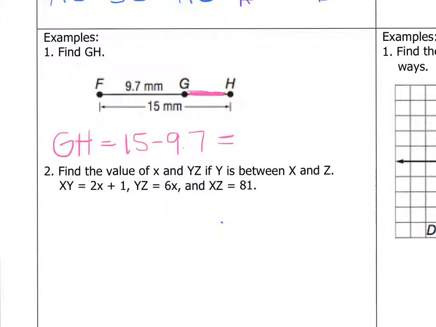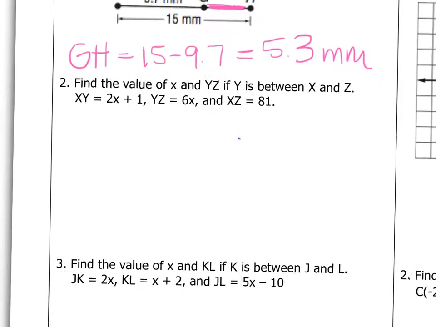And Griffin, do you have what that equals? No. Okay. Grace? 5.3. Okay. That is just a very, very basic application of the segment addition postulate. The part and the part has to equal the whole. Okay? Let's ramp this up a little bit. Let's add some algebra in here.